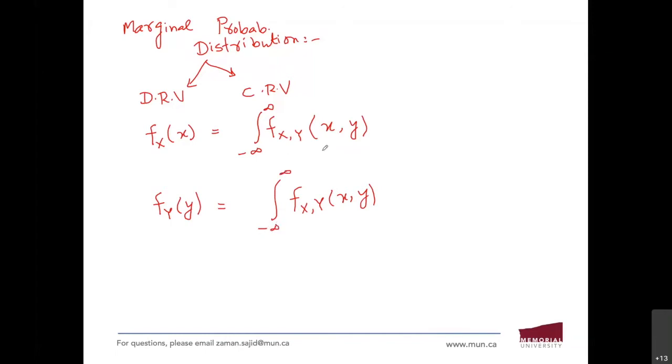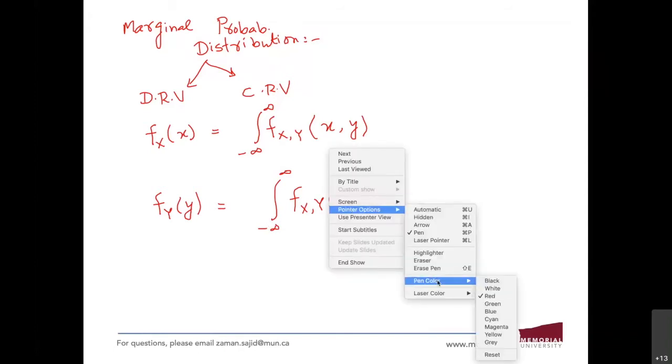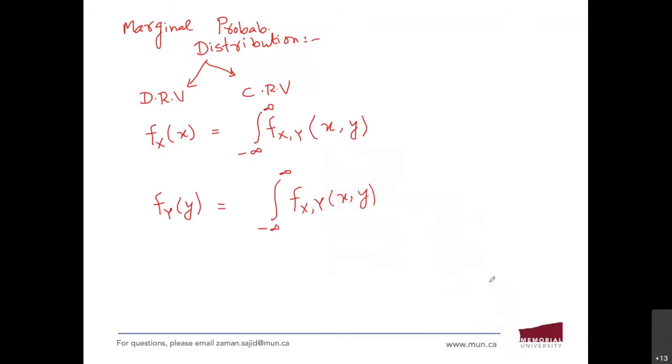Now this, I did not write the derivative down intentionally, because I just want to highlight: if you have x variable here, this equation needs to be integrated with respect to y. And if you have y here, this equation needs to be integrated with respect to x. So that's why my dx comes here. This is one of the most important points in marginal probability distribution.